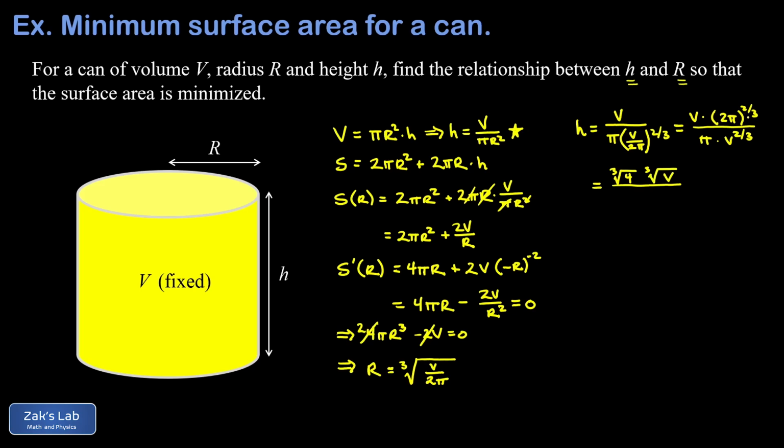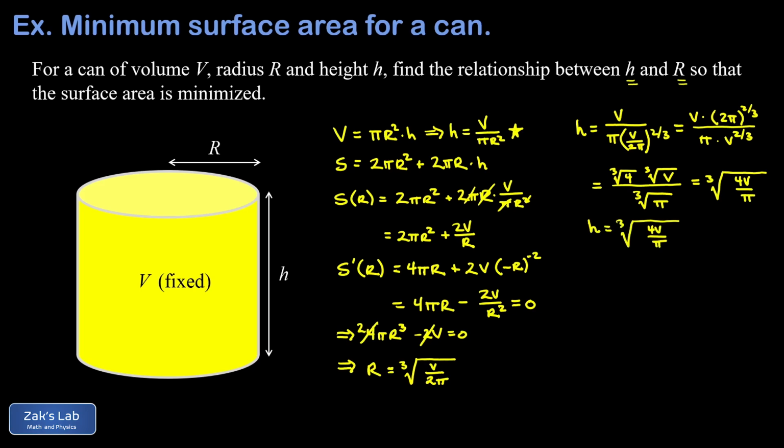And then I have a pi to the 2/3 in the numerator and a pi in the denominator. And that leaves me with a cube root of pi in the denominator, in other words, pi to the 1/3 down there. So that's convenient because I can turn this all into a single cube root. That's the cube root of 4v divided by pi.